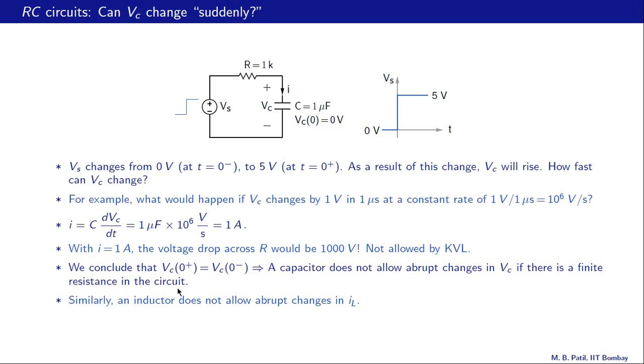Alright, now in an RL circuit, we must have continuity of the inductor current, because any abrupt change in inductor current would lead to a very large L dIL/dt, that is a very large voltage across the inductor, and that again would not be allowed by KVL. So the take home point from this slide is that the capacitor voltage must be continuous and the inductor current also must be continuous, as long as there is a finite resistance in the circuit.